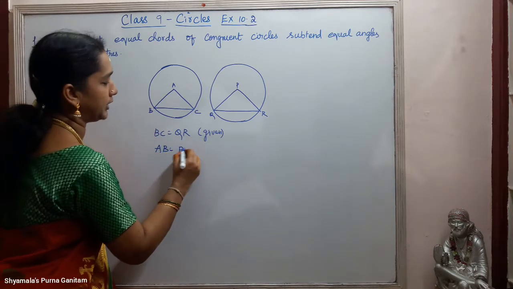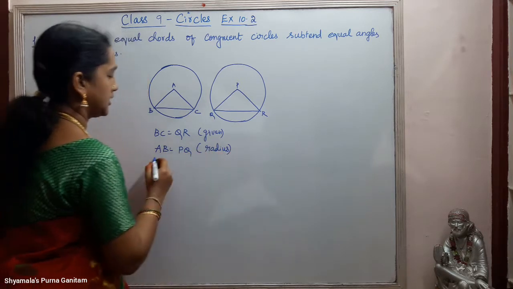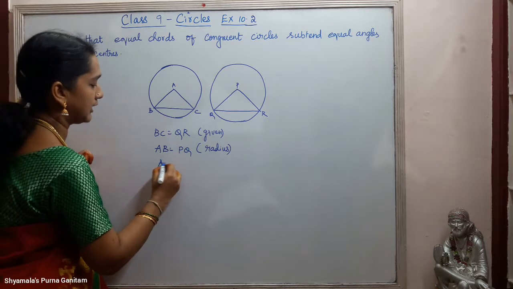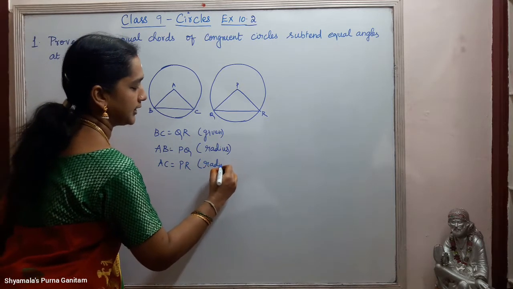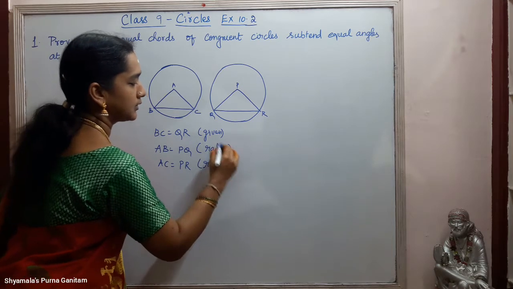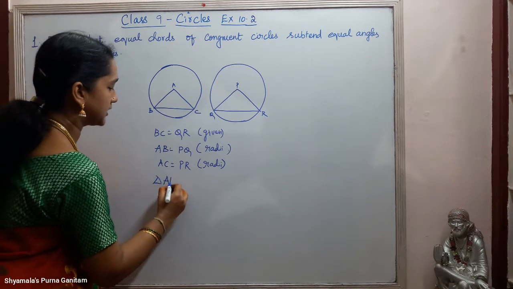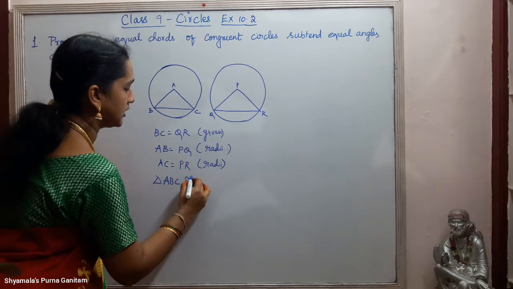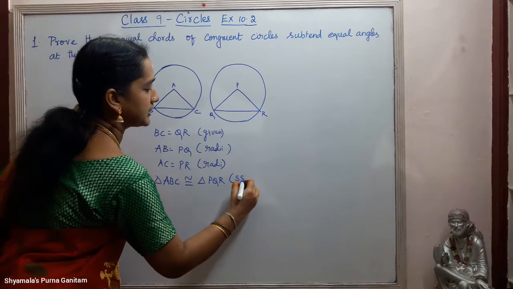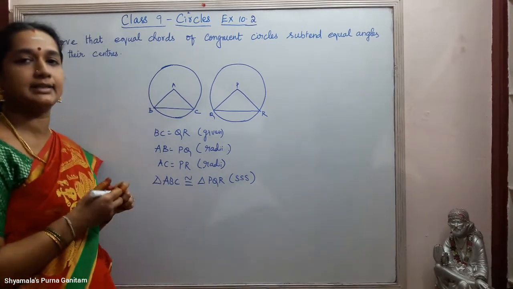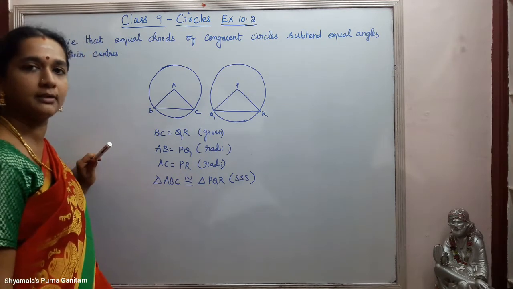AB is equal to PQ. These are radii, and radii are equal. So AB is equal to PQ and AC is equal to PR. So these are the radii. So triangle ABC is congruent to triangle PQR by SSS congruence.